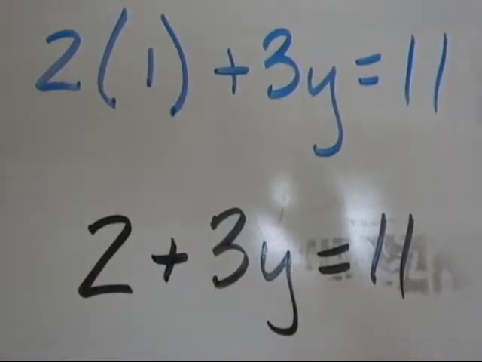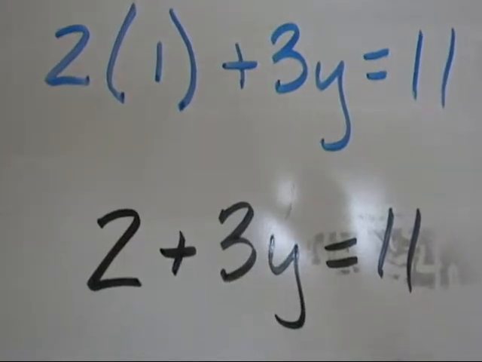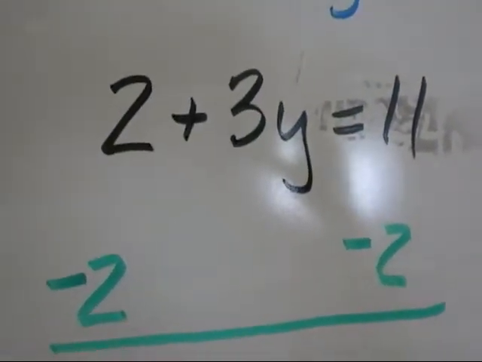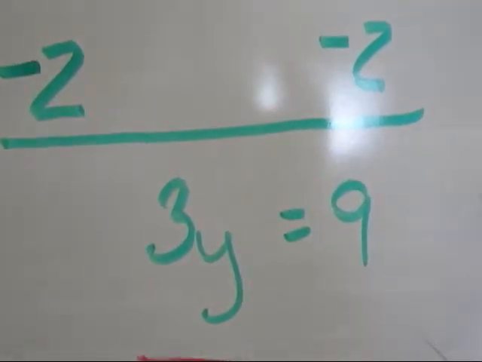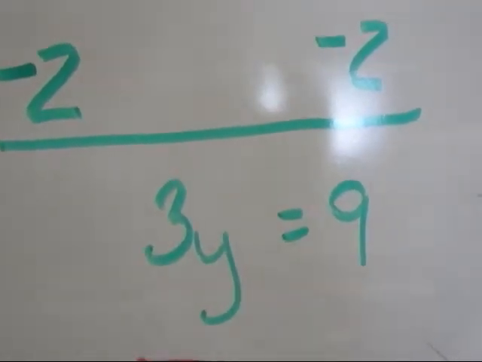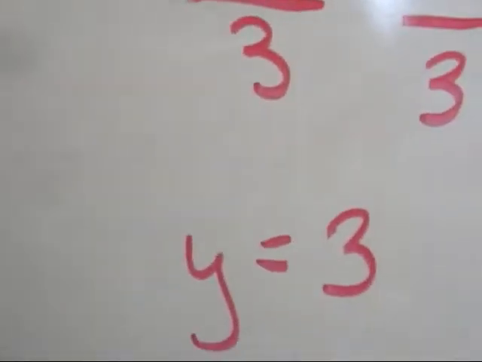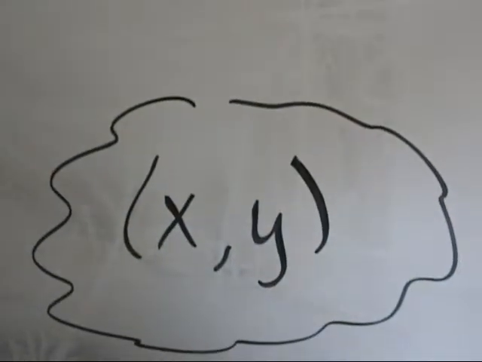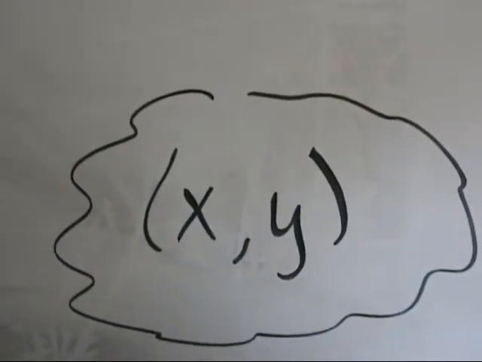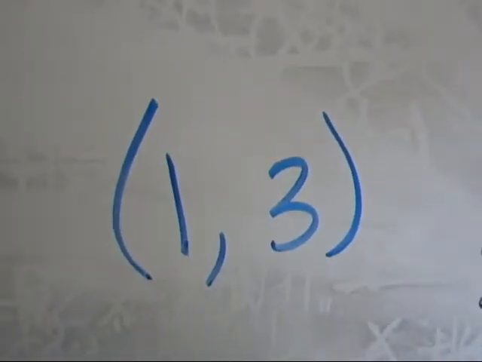And now it's just a simple two-step equation. How do I get rid of a positive 2? That's right, I subtract it from both sides. Therefore, 3y is equal to 9. How do I get the y alone? Divide by 3, and therefore y equals 3. Now remember, we're trying to solve for a coordinate pair, x, y, so my answer is the coordinate pair, 1, 3.